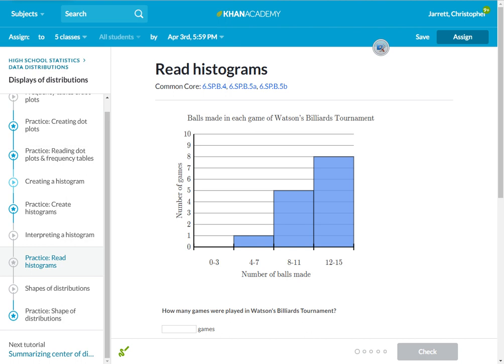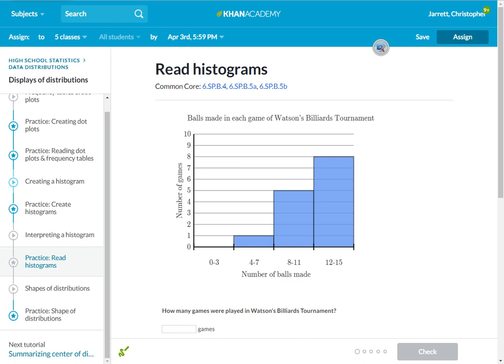So how do you read histograms? Reading histograms is just, obviously, they present a histogram to you first, and you have to pull data from there. So it requires you to pay attention, but it's not that difficult once you're really paying attention. So we have data represented here. It says balls made in each game of Watson's billiards tournament.